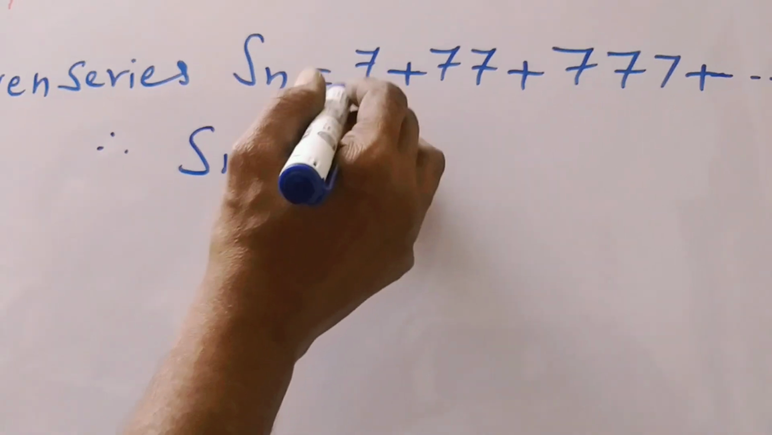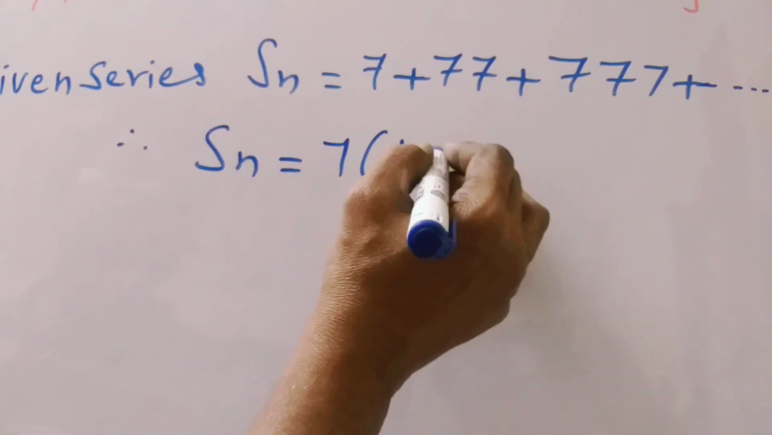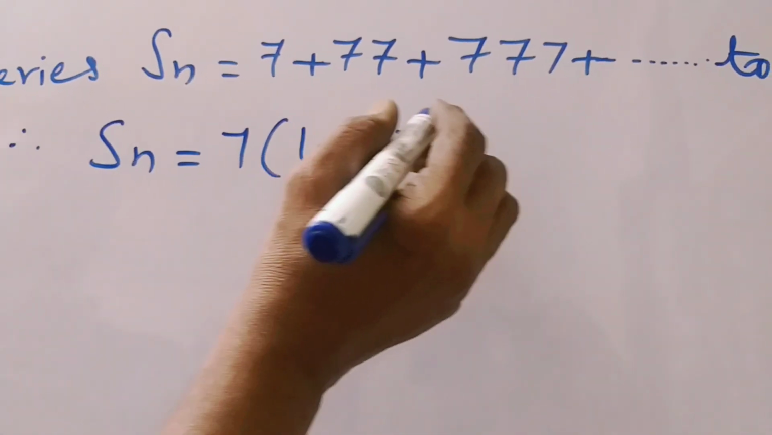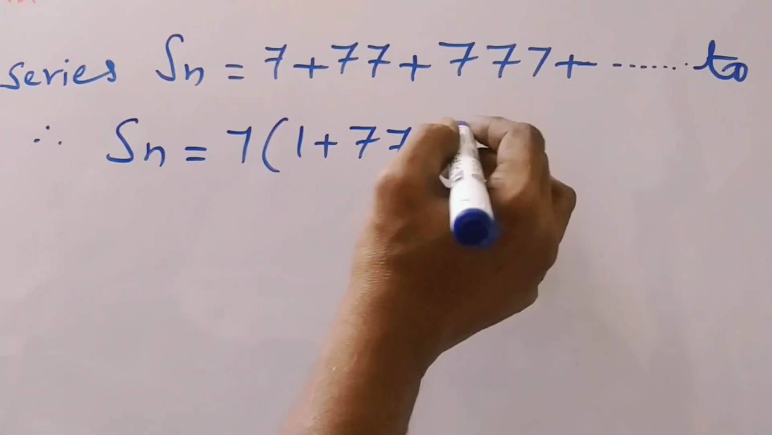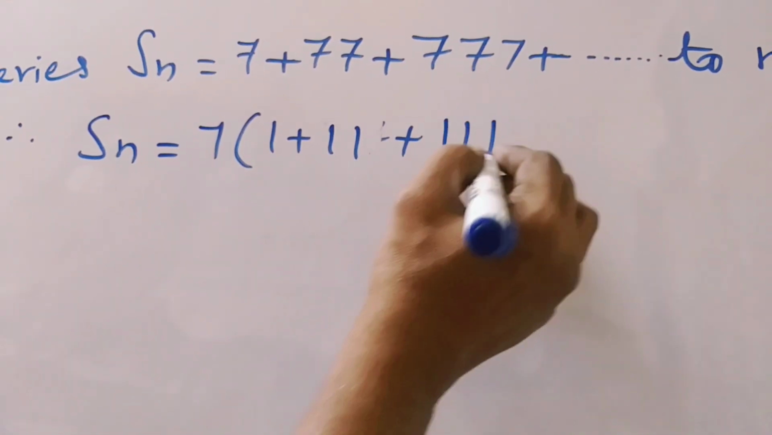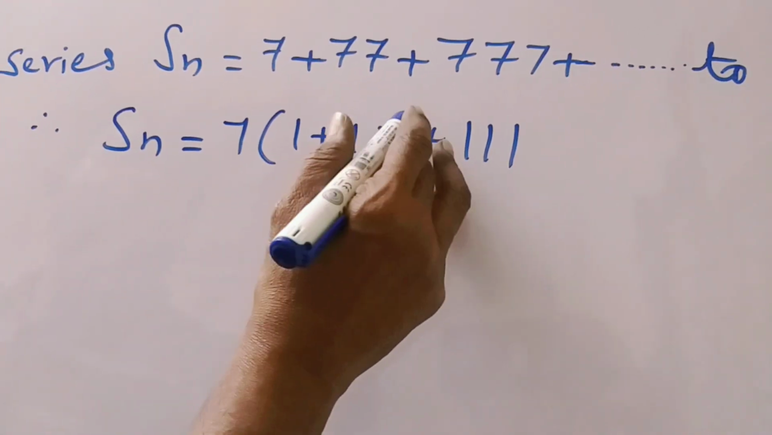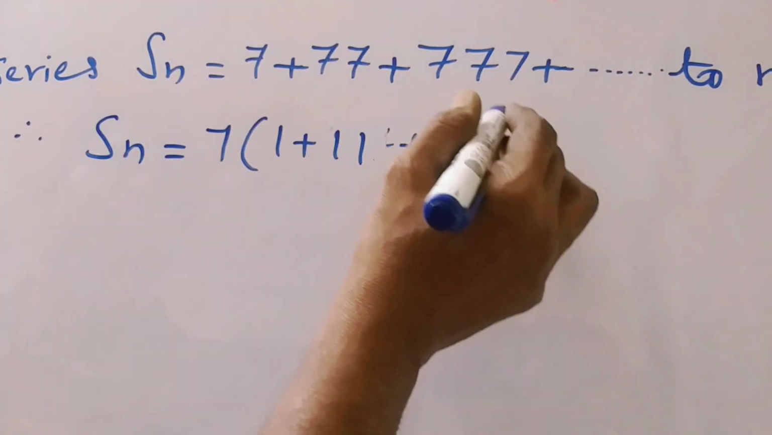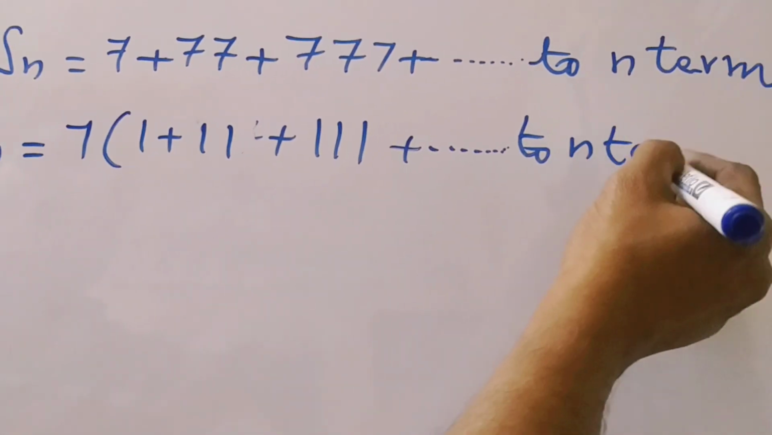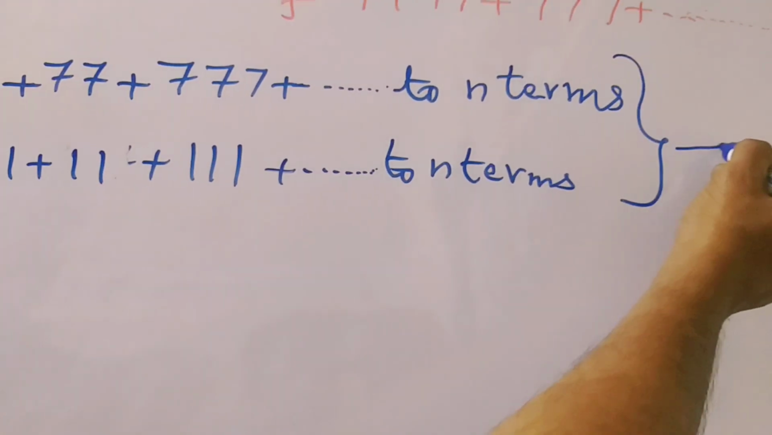Now we are taking 7 as a common factor. 7 into 1 is 7, plus 7 into 11 is 77, plus 7 into 111 is 777, plus and so on up to n terms. It indicates the first one.